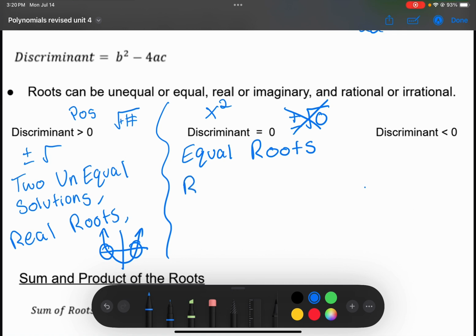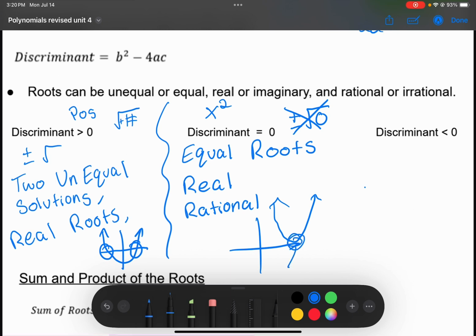They're also real. They're not negative, so they're real. And there's no radicals involved, so they're rational. So you can say they're real, rational, and equal. And if we had something like this, the vertex would touch the x-axis once. So it would touch the x-axis once right there, but it would really be two solutions there. X would equal, let's say this is 5, and x equals 5. Two equal solutions.